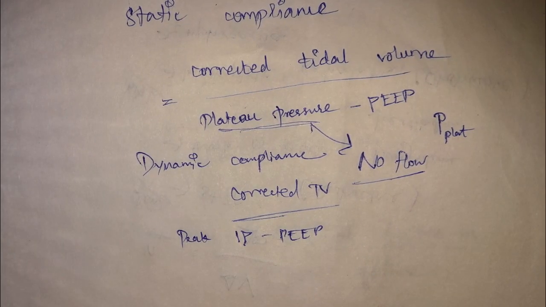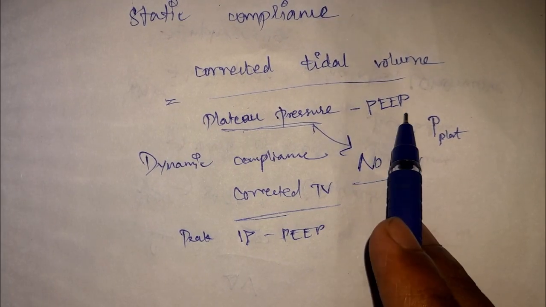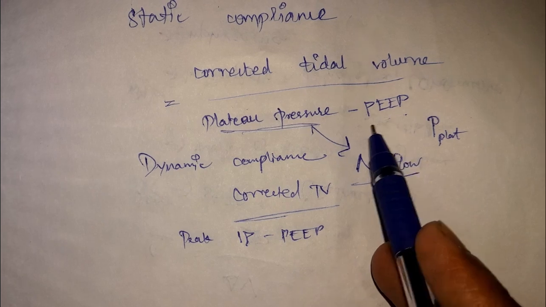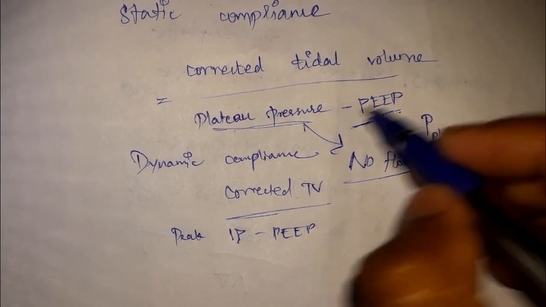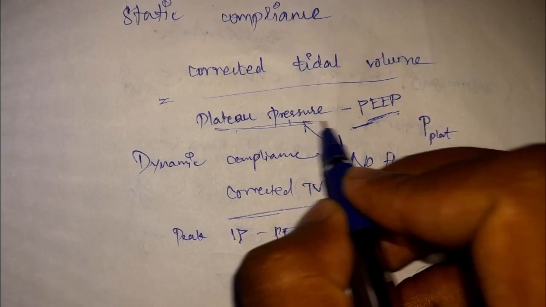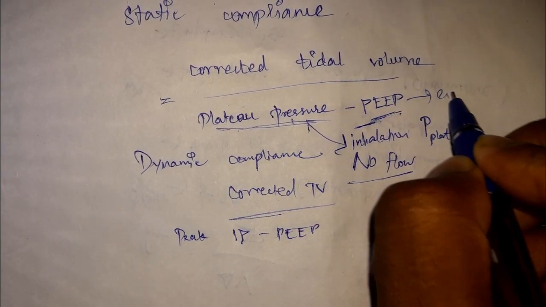Minus PEEP. PEEP means positive end expiratory pressure, the pressure maintained in the lung at the end of exhalation. The plateau pressure is applied after inhalation, and PEEP is the pressure after exhalation, that's it.